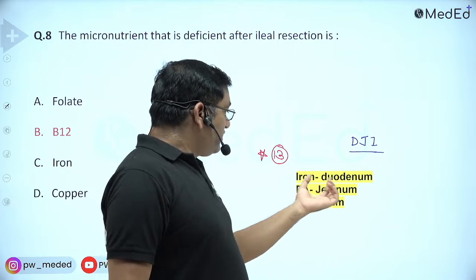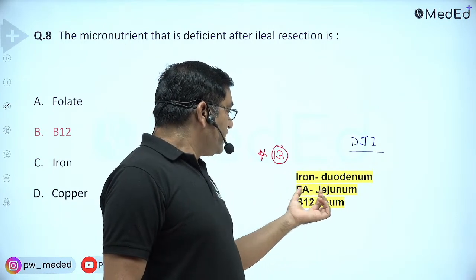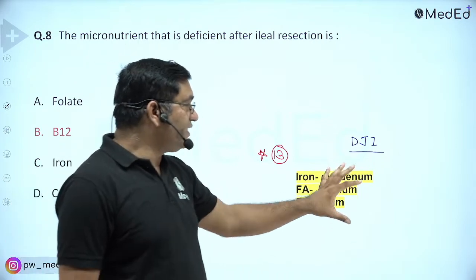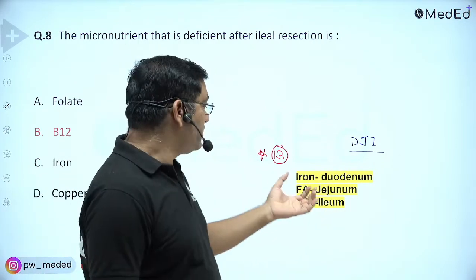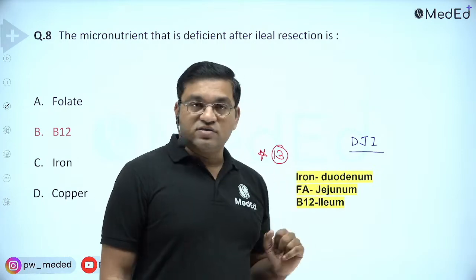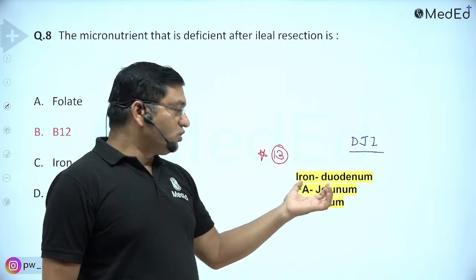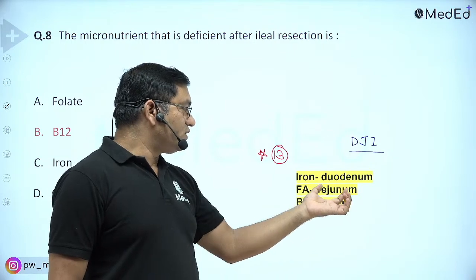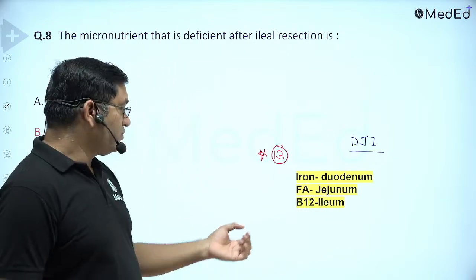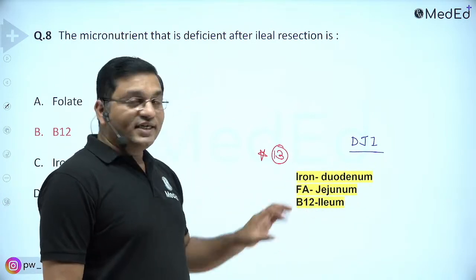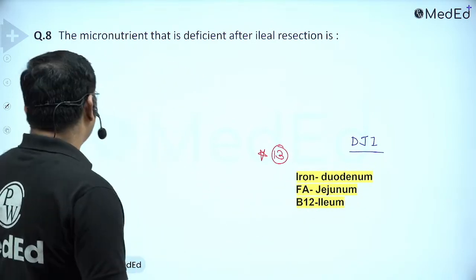So iron from the duodenum, folic acid from the jejunum, and B12 from the ileum. This is the site for absorption of these vitamins and minerals. Iron is a mineral. Okay, so iron is absorbed from the duodenum, folic acid from the proximal jejunum, and B12 from the ileum. These are the predominant sites of absorption of these minerals and vitamins.